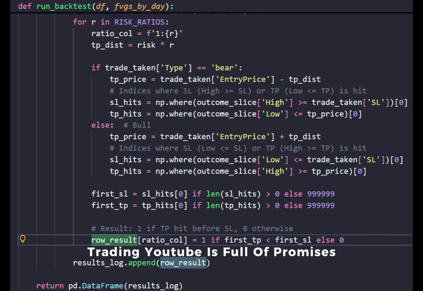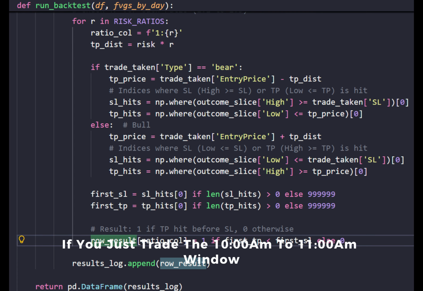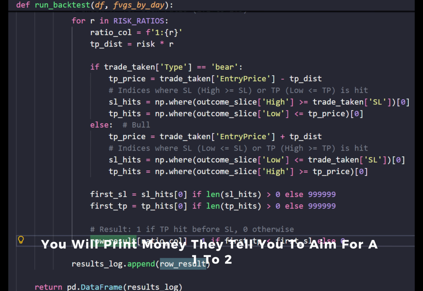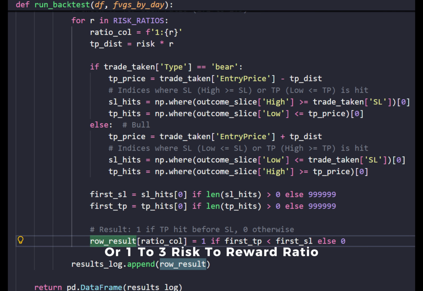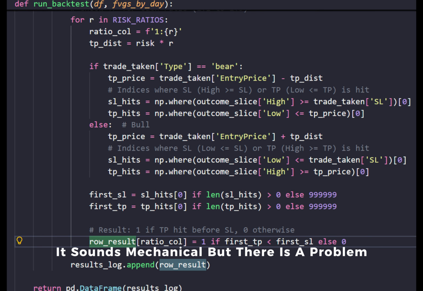Trading YouTube is full of promises. They tell you that if you just learn the silver bullet setup, if you just trade the 10 a.m. to 11 a.m. window, you will print money. They tell you to aim for a 1-to-2 or 1-to-3 risk-to-reward ratio, set it and forget it. It sounds perfect. It sounds mechanical.